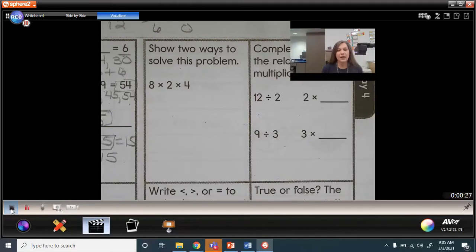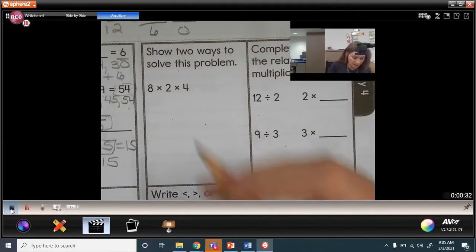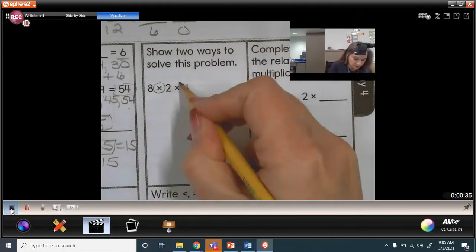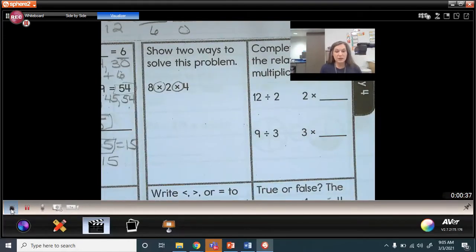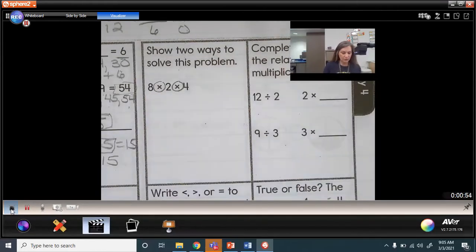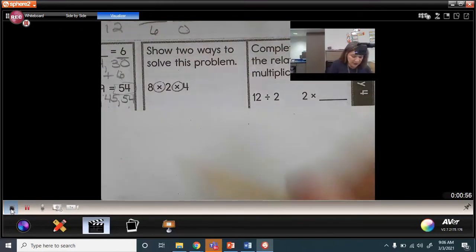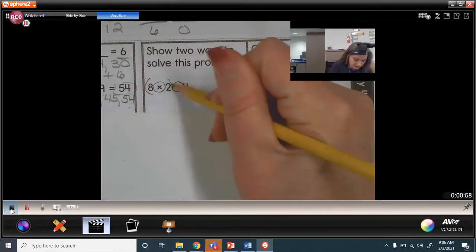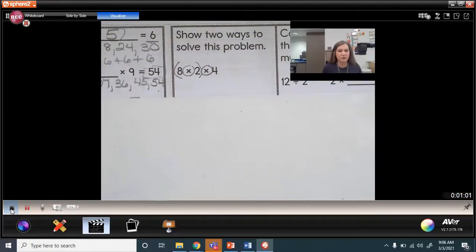So let's take a look at our first problem. You'll notice that right here we have two multiplication symbols. Wow, two multiplication symbols is tricky because we have to take groups and multiply it by groups again. So I'm going to model for you what this looks like. So when I have 8 groups of 2, I take that first idea, I take this first. And I say 8 groups of 2.